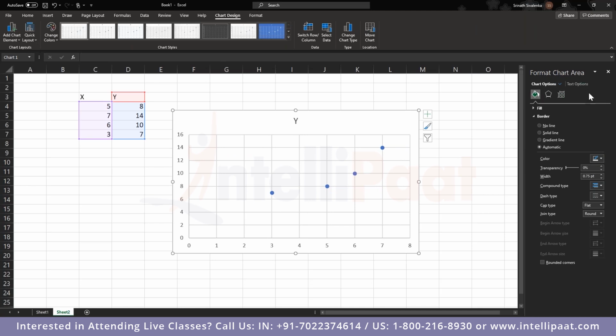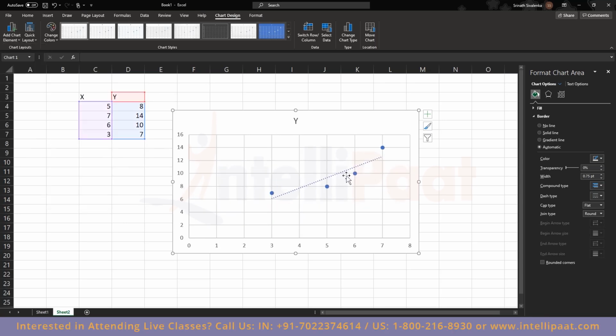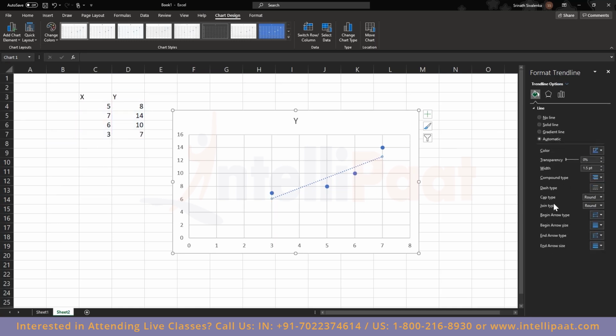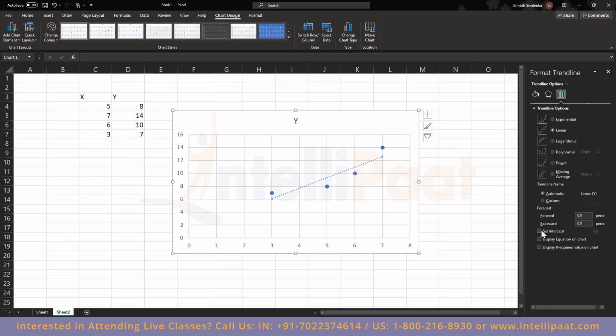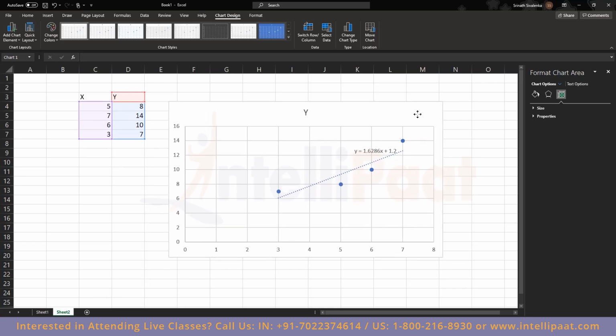Now what I can do is simply go ahead and add a trend line here. So we can go to chart options, add chart element, trend line. Under trend line, you see there are different kinds of trend lines that we can add: linear, exponential, and so on. We'll come to that in a minute. Let's add a simple linear trend line, and let me display the equation on the chart. That's it. Okay, so your linear regression has been solved here.